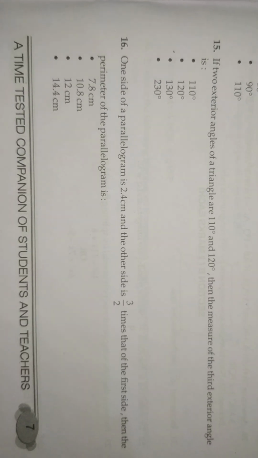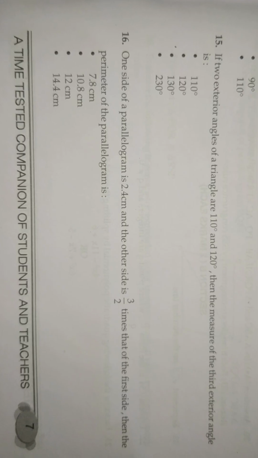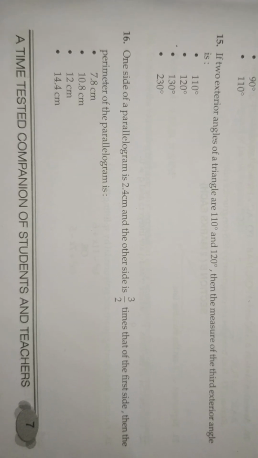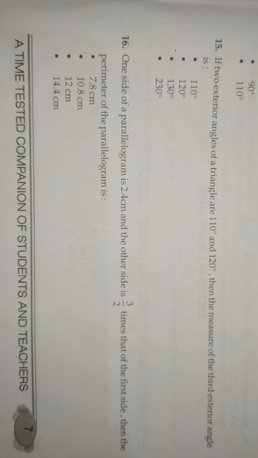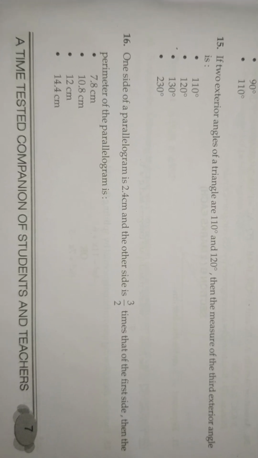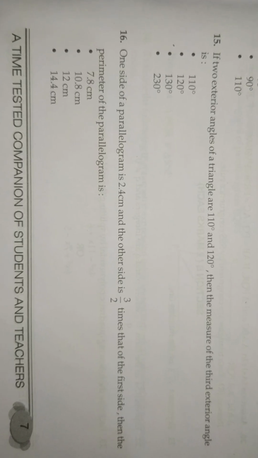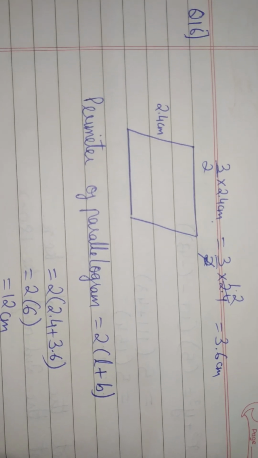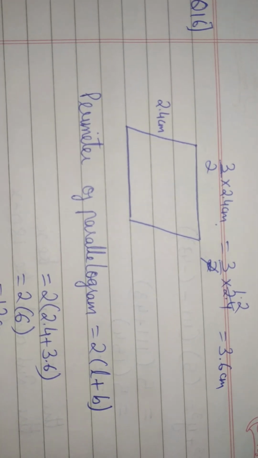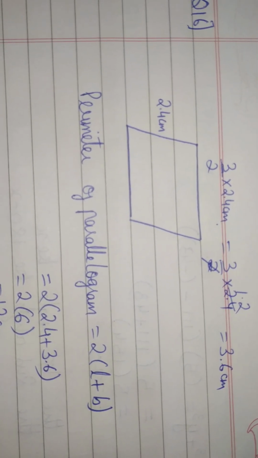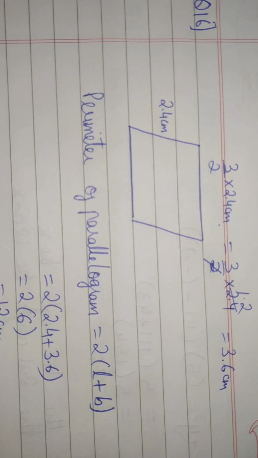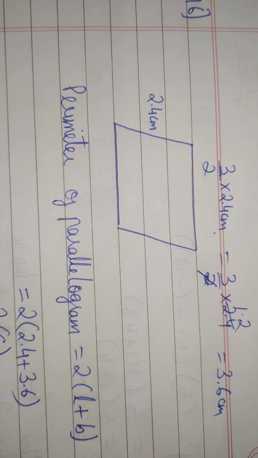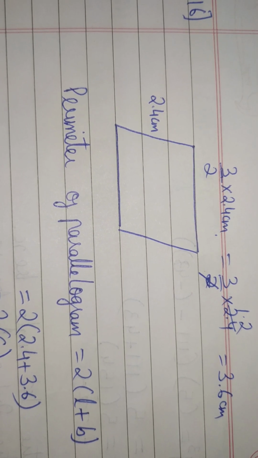Question number 16. One side of a parallelogram is 2.4 centimeter and the other side is 3/2 times that of the first side. Then the perimeter of the parallelogram is. Okay, I have drawn a parallelogram. Okay, so the first side is what? 2.4 centimeter. Okay, and the second side is what? 3/2 times the first side.